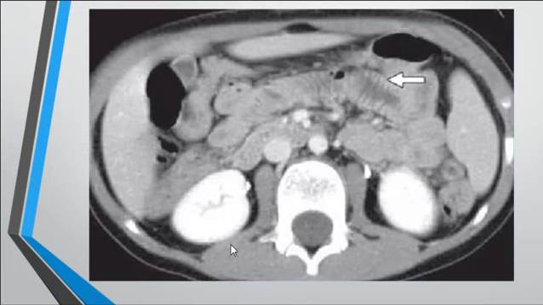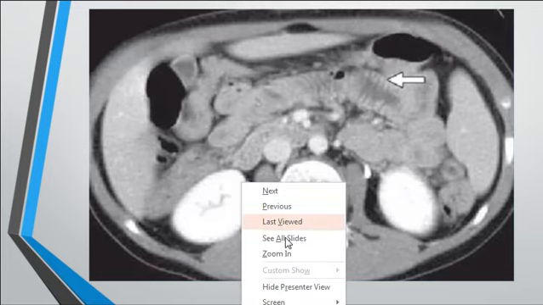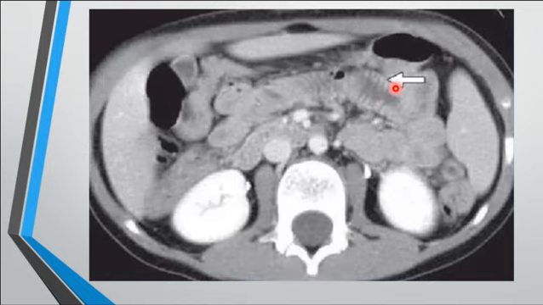The idea is that sometimes the water in the bowel might simulate bowel wall thickening.